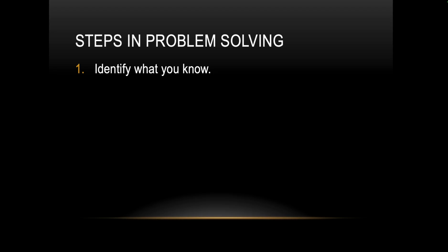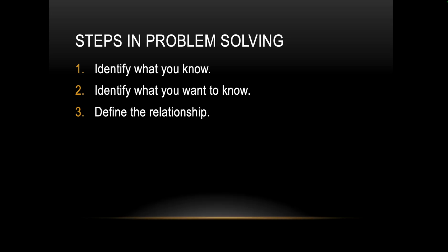All right, but anyway, the second step is always to identify what you want to know. And you need to be as specific as possible. And then define the relationship. How am I going to get from what I have to what I want to have? And once you kind of get that relationship, then you set up all the details and solve it.